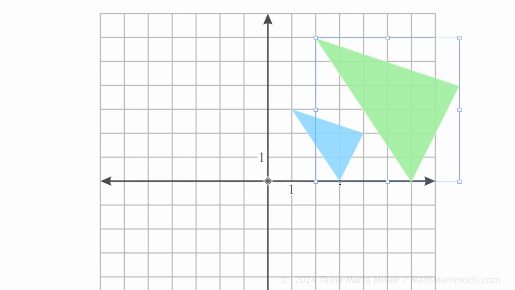And notice how this vertex that used to be 3, 0 is now 6, 0. This one here was 4, 2. It's gone over there, so it is 8, 4. And this one also, the x and y coordinates have doubled.